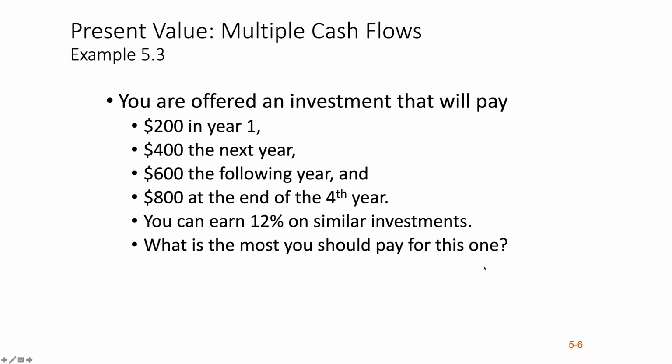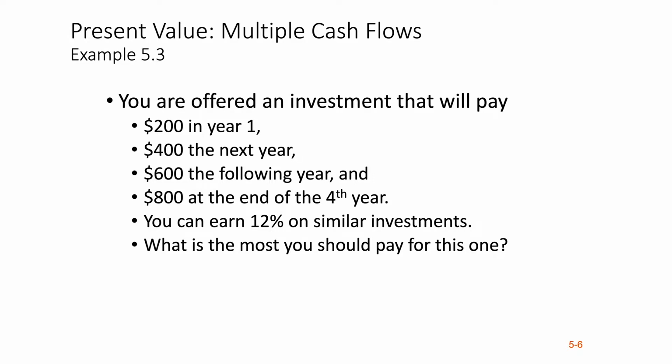Now, let's look at example 5.3. You are offered an investment. That investment will pay you $200 in year 1, $400 the next year, $600 the following year, and $800 at the end of the 4th year. So 4 cash flows, and every year increases by $200. Now you can earn 12% on a similar investment. The question is, what is the most you should pay for this one?